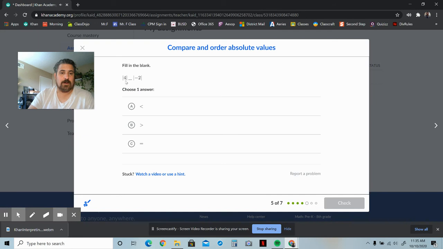Okay, which is going to be greater? Absolute value of 4 compared to the absolute value of negative 2. Well, distance is always positive, so this is really 4 versus 2, which is greater, 4, so open towards the 4.